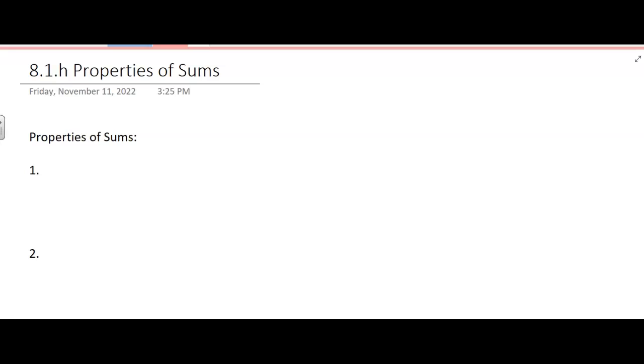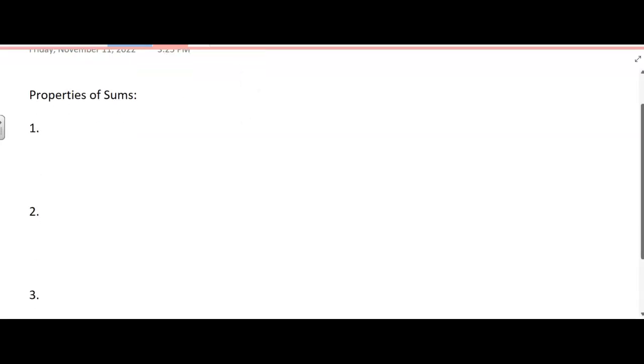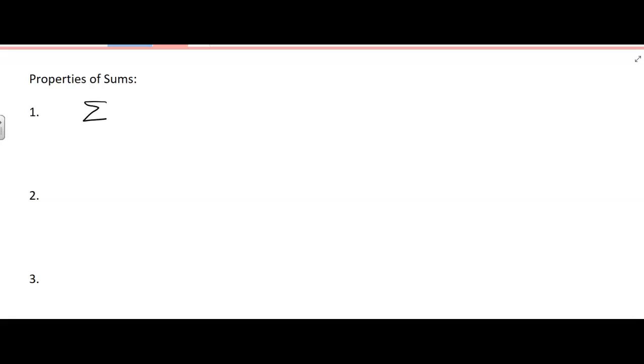So there are some properties that come with the summation notation. I don't know that you're going to see a lot of use for these, but it makes sense and it gives you some practice with the notation. So if you have the sum, with i going from 1 to n, of c times a sub i, and c is a real number.